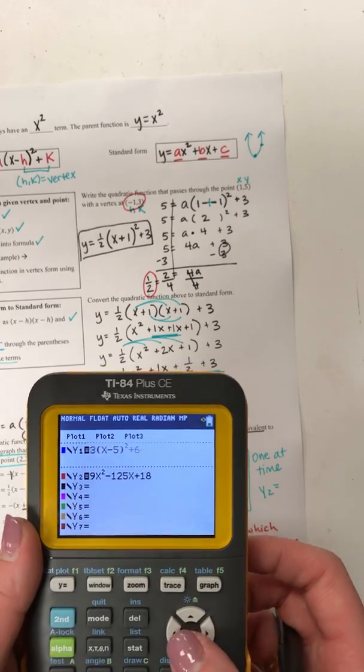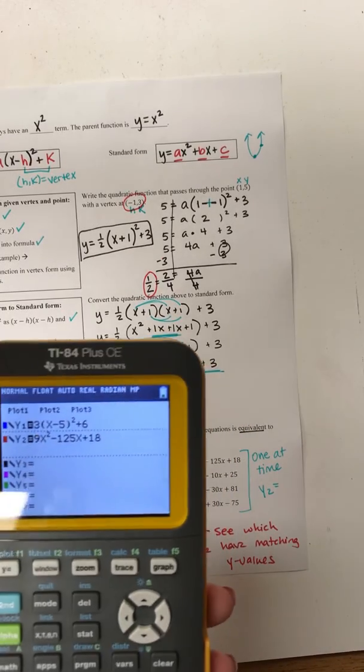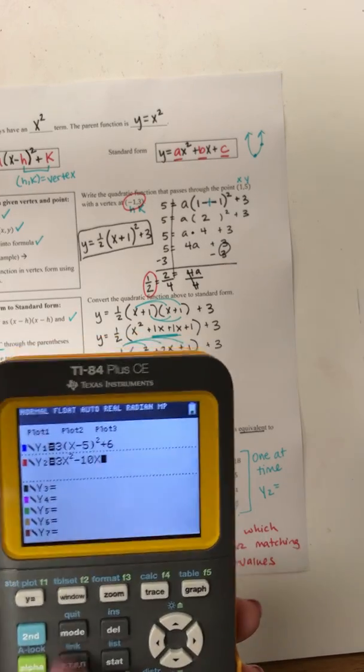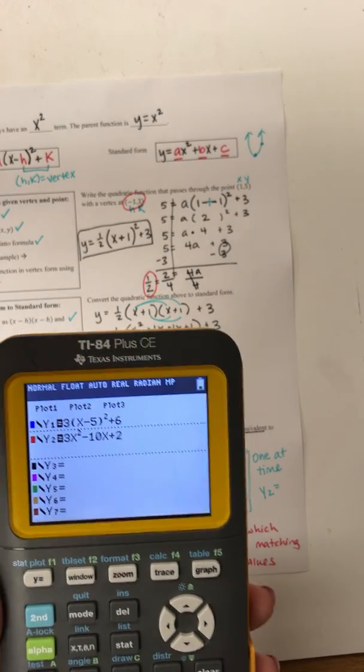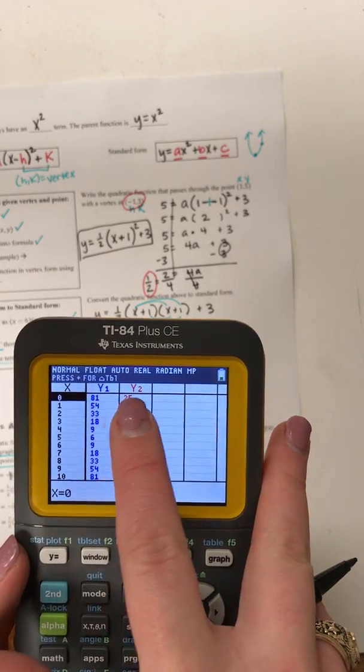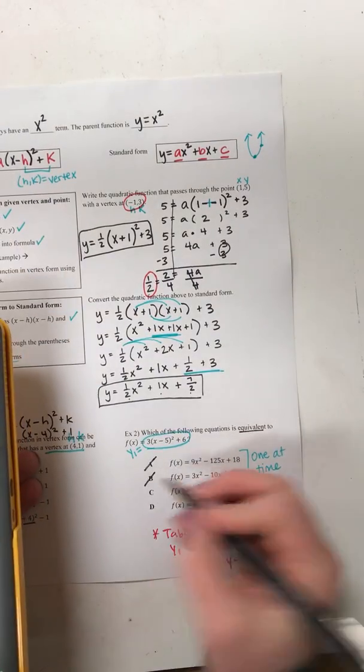You don't have to try them all. So y1 stays the same. Now I'm just going to change this to 3x squared minus 10x plus 25. Then go back to table. Those don't match either, so it's not B.